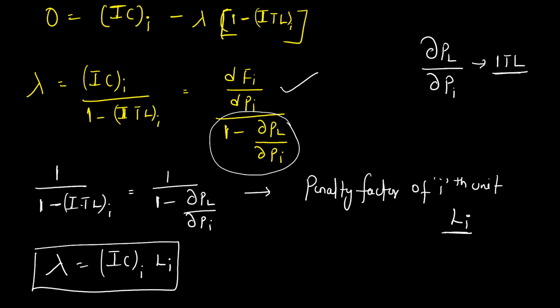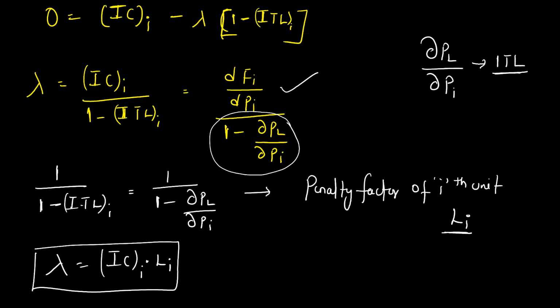So 1 divided by 1 minus incremental transmission loss will give the penalty factor of the ith unit. In general, 1 divided by 1 minus incremental transmission loss is the penalty factor. So when you consider this, lambda is equal to incremental cost multiplied by penalty factor. You should be very clear with these terms.